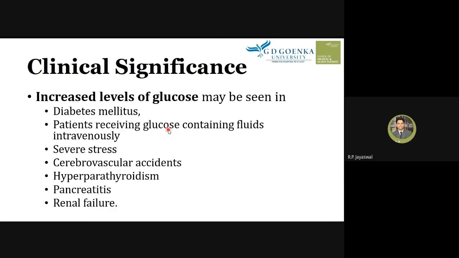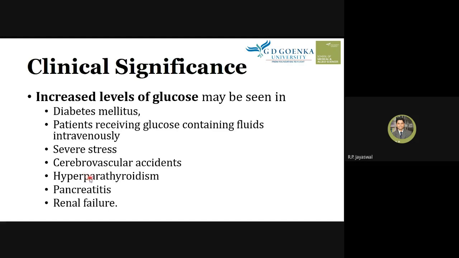Patients receiving glucose-containing fluid intravenously, okay. In such patients also, for a short period of time, the glucose level might be increased. Patients who are under stress or severe stress usually have increased glucose levels. Cerebrovascular accidents: when there is a cerebrovascular accident, in such condition the glucose level in blood usually comes to a higher level.